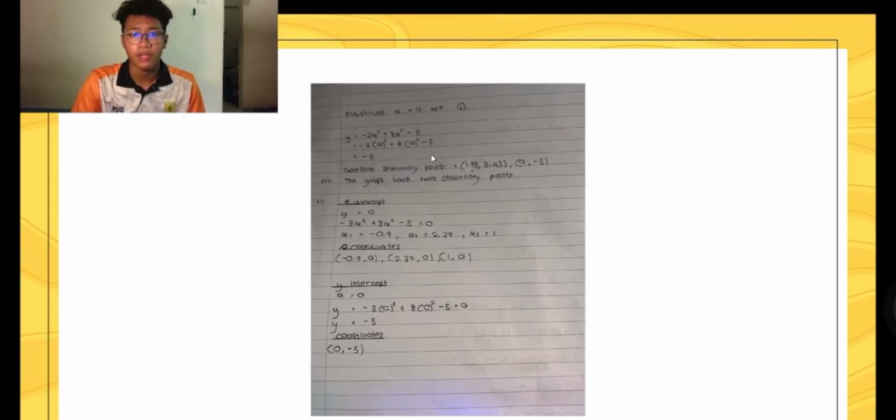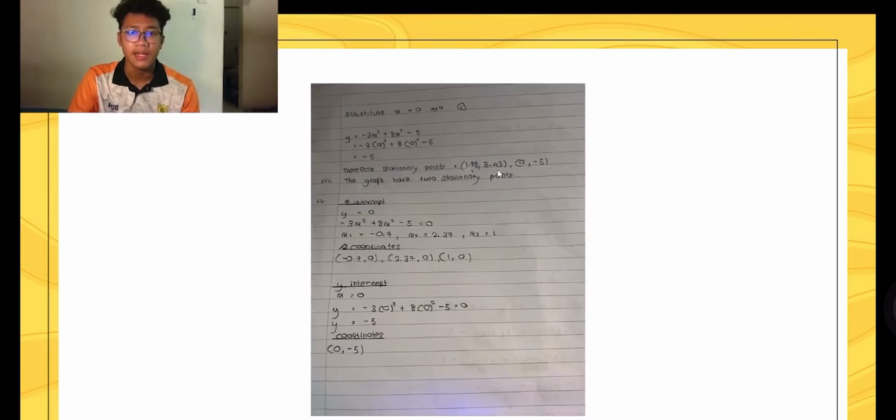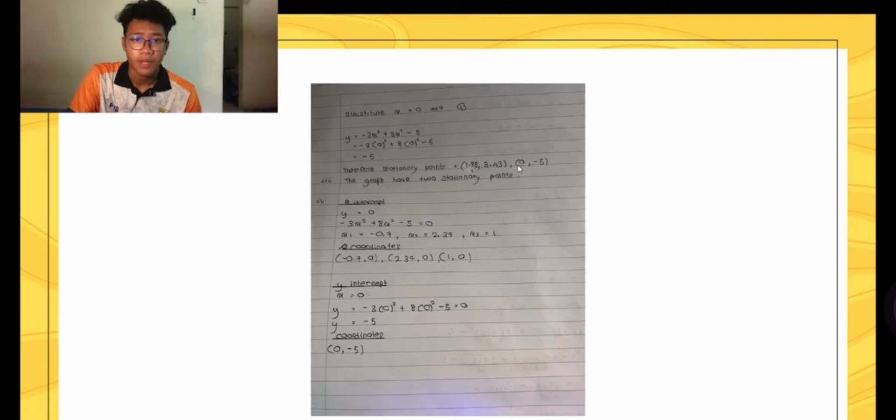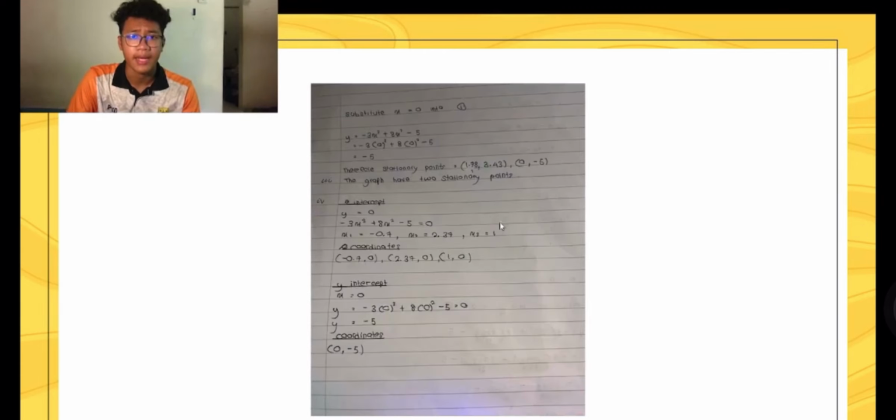After we get all the points, we will get two stationary points, which is 1.78, from x equals 16 over 9. We turn it into decimals. Same goes with 3.3, which comes from 833 over 243. And then that is for our first point. Now we got our second point, which is x equals 0, and then the y is -5. So the graph has two stationary points.